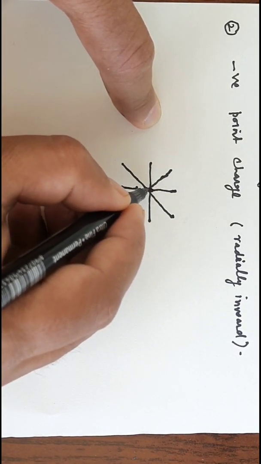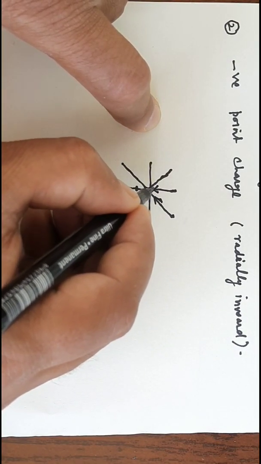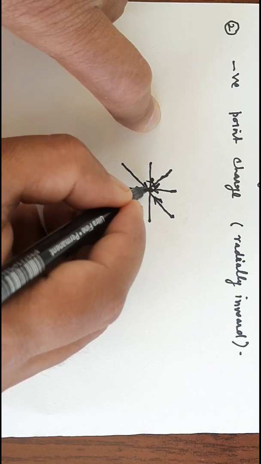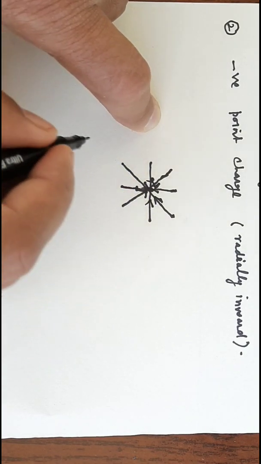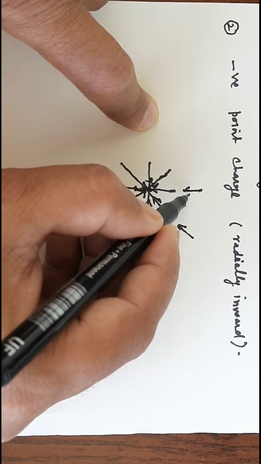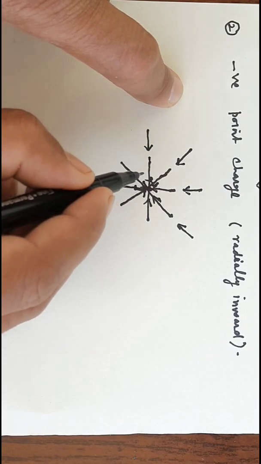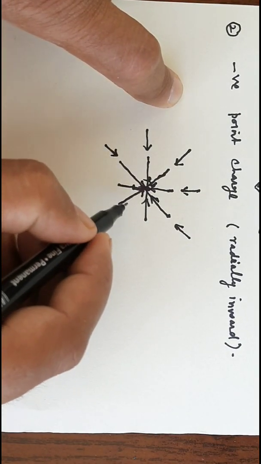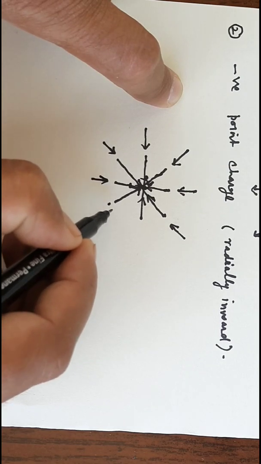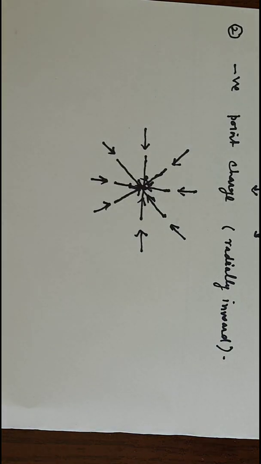All arrows should be equal. This is a point charge and all the arrows are inward, and the outer arrows are the shorter ones. So this is your electric field lines for the case of a negatively charged or negative point charge.